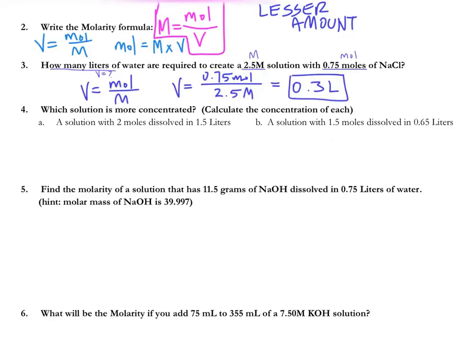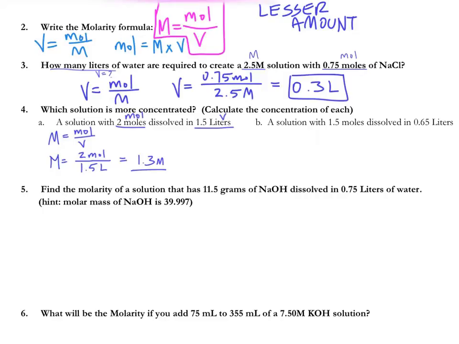In A, I'm given the number of moles, which is 2, and I'm given 1.5 liters, which measures volume. So I need to figure out molarity. And we said already molarity equals the number of moles divided by volume. So my molarity is 2 divided by 1.5 liters, giving me a molarity of 1.3.